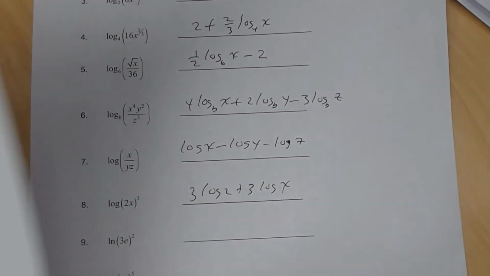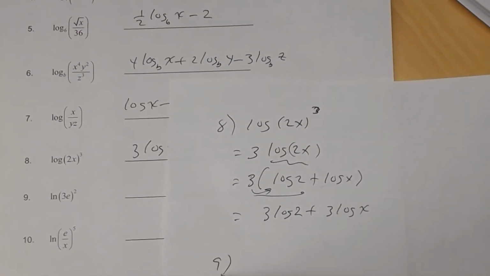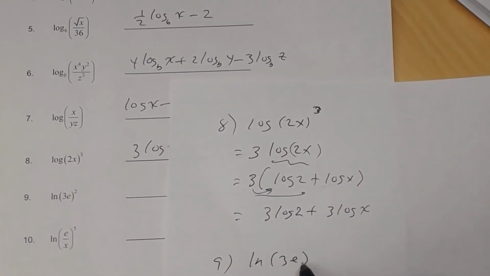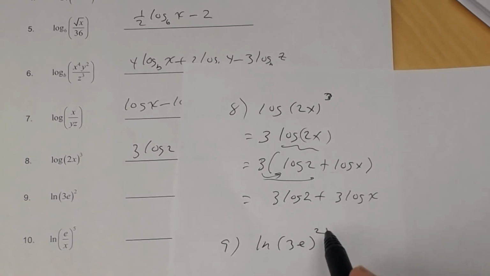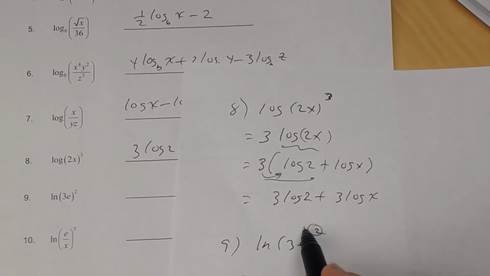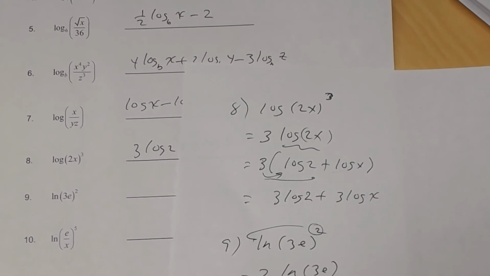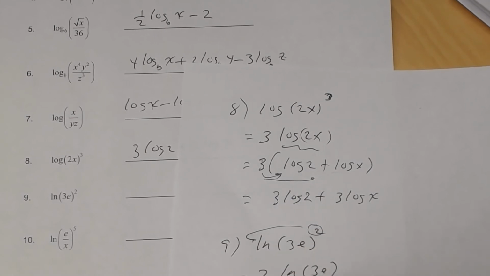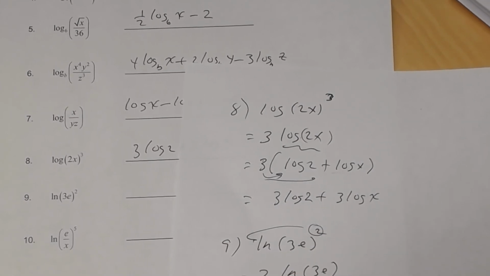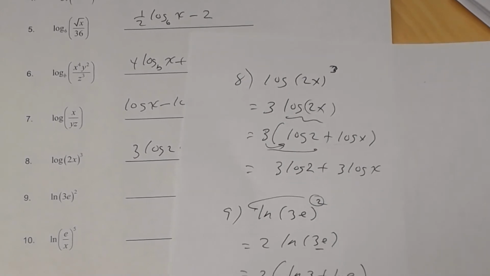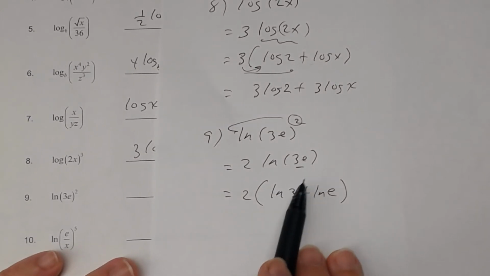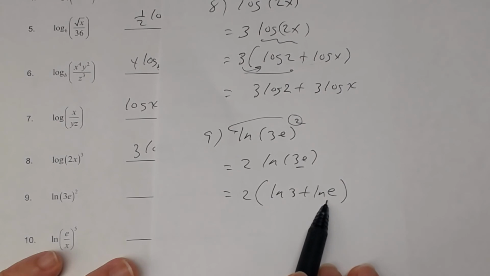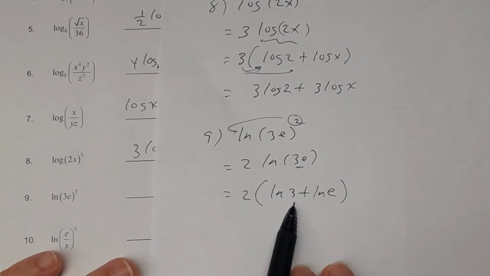All right, number 9, you have the natural log of 3e squared. Again, I can use the power first. So that becomes 2 natural log of 3e. And I'm going to use the product. Just like this one, I'm going to expand it first and then put that in parentheses. So that's 2 times the natural log of 3 plus the natural log of e.